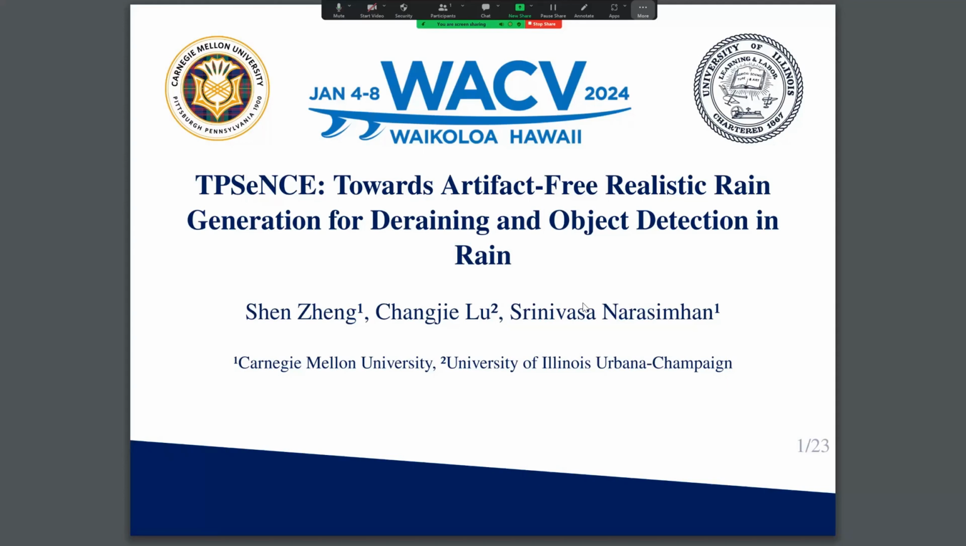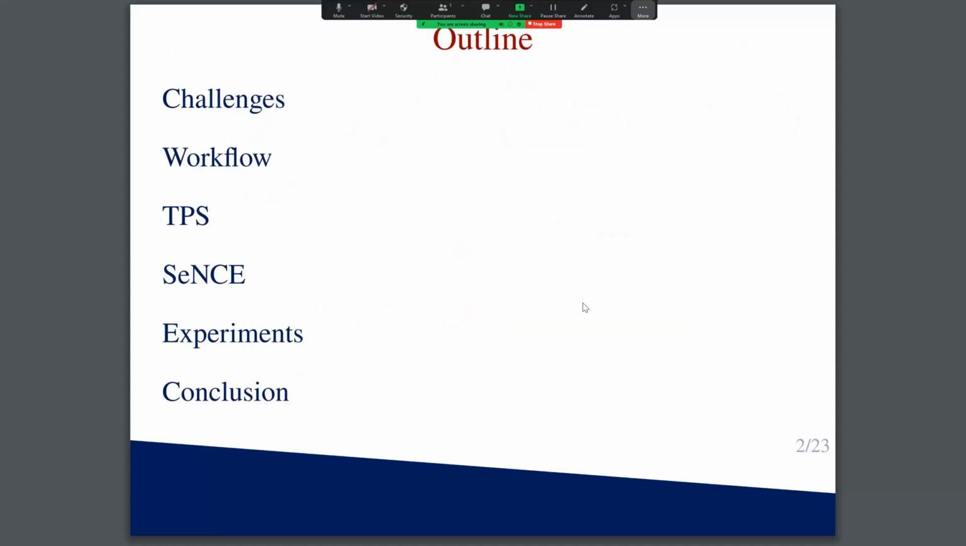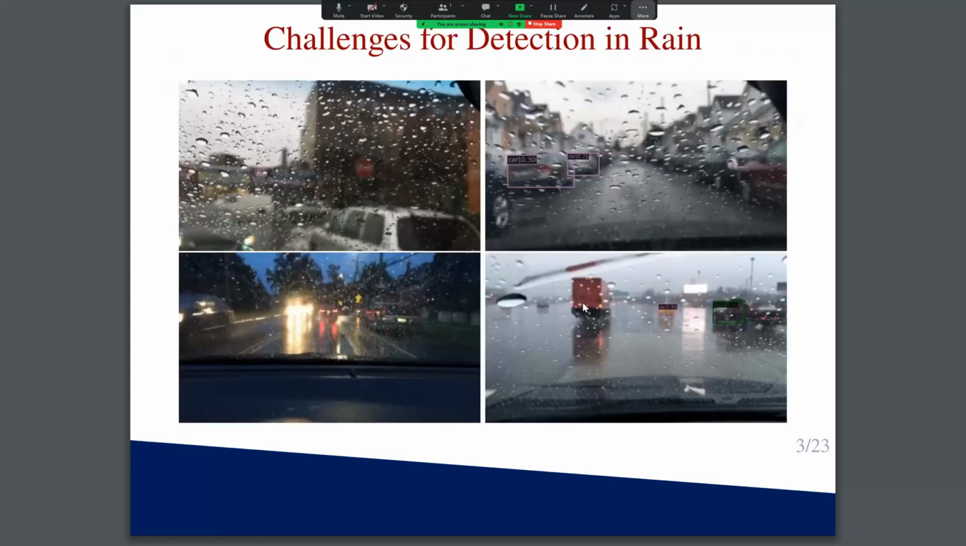Our paper is titled TPSeNCE: Towards Artifact-Free Realistic Rain Generation for Deraining and Object Detection in Rain. This project is advised by Dr. Srinivasa. Here's the outline for today's presentation.